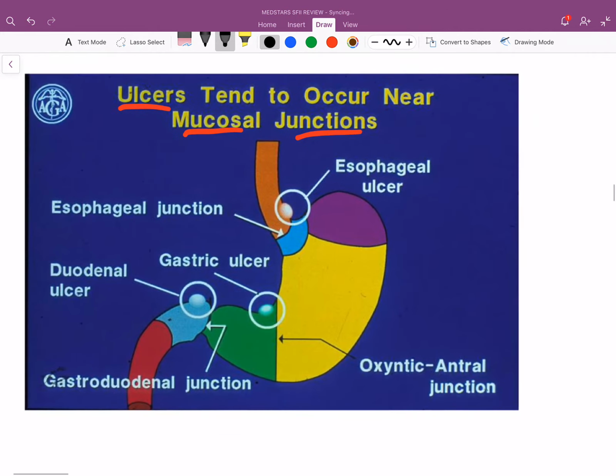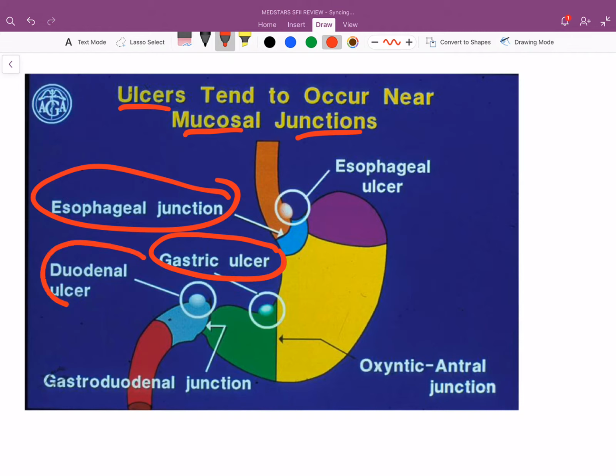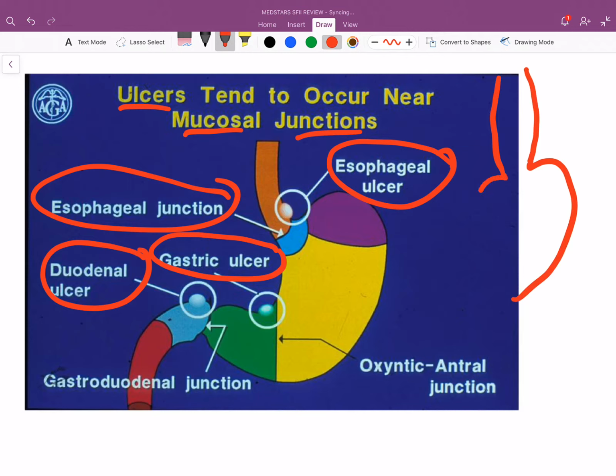So ulcers occur at the esophageal junction. We also have gastric ulcers, and we also have duodenal ulcers. How can you get an esophageal ulcer? Remember that I told you that if you have your esophagus, it comes down like this, and then you have the stomach, right? It comes down like this. Right here at the gastroesophageal junction, you have your lower esophageal sphincter, which I said is tonically constricted.